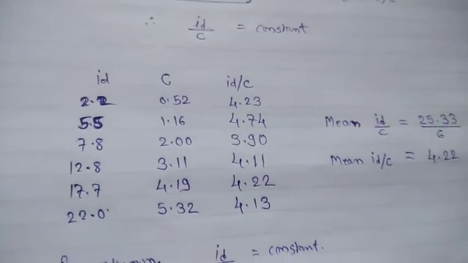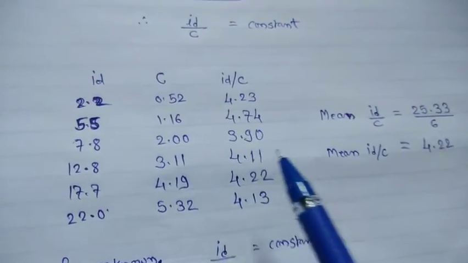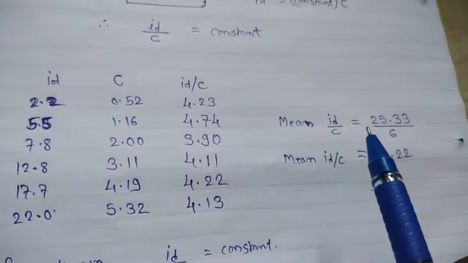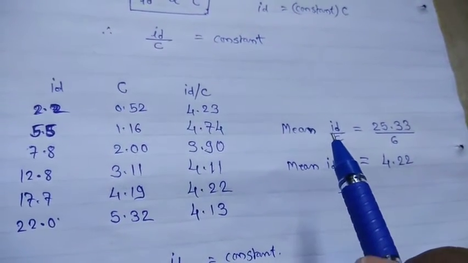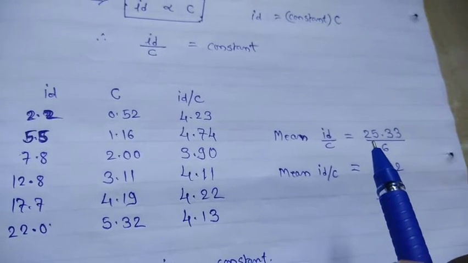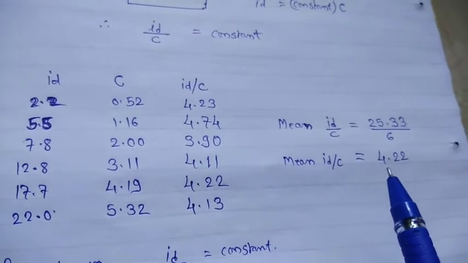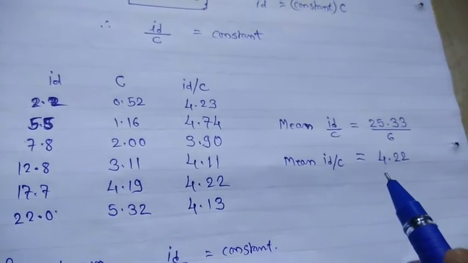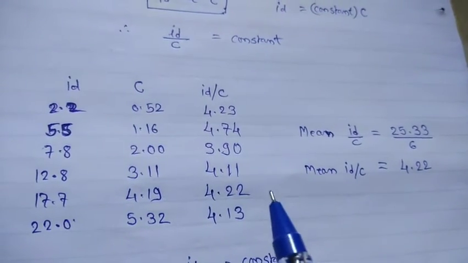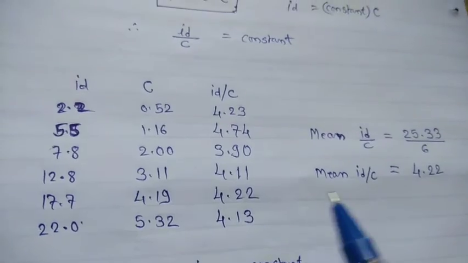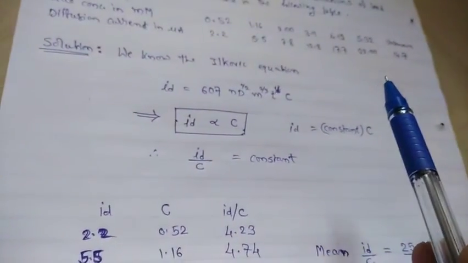So we can take the average of these ratios. The mean of the ratio id upon C is found to be 25.33 upon 6, which comes to 4.22. So this 4.22 is the mean, or you can say the average, of all these ratios. From this ratio we can calculate the concentration of the unknown solution.